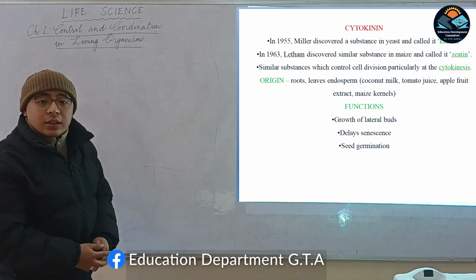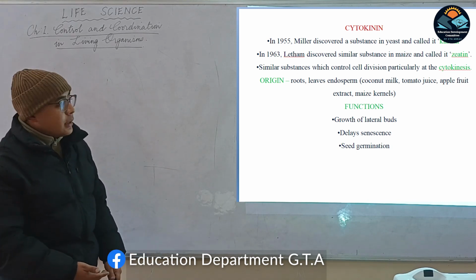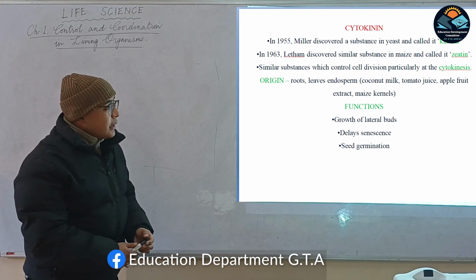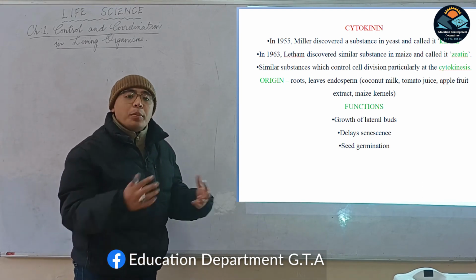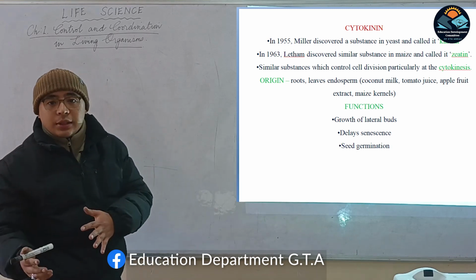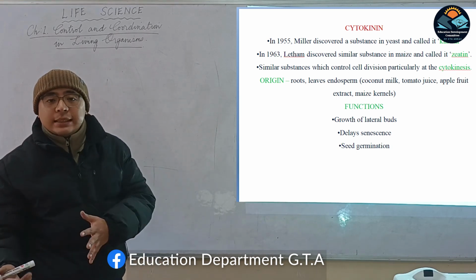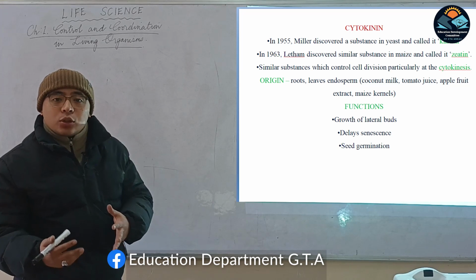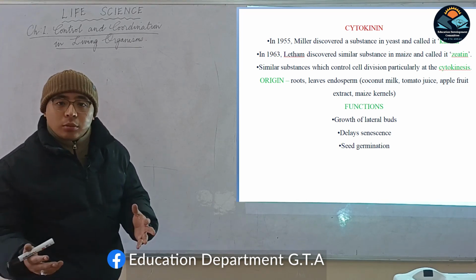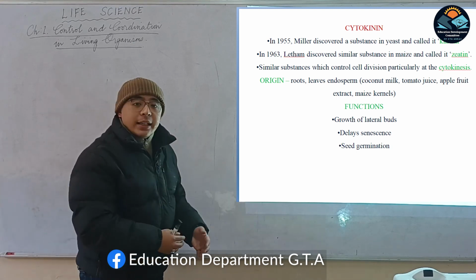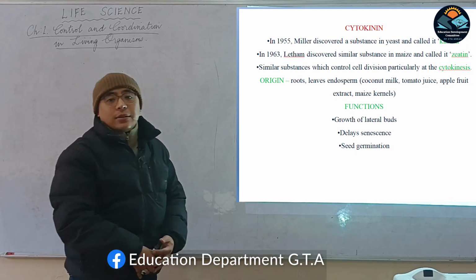Now, let us look at the functions of cytokinins. The function of cytokinin is it influences the growth of the lateral buds, opposite to that of apical dominance. Earlier we saw with regard to auxins, it induces apical dominance, where the apical bud inhibits the development of the lateral buds. But here, cytokinin promotes the growth of the lateral buds.